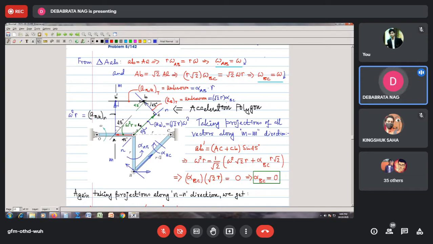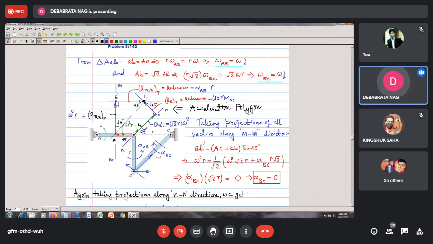Now, I am to find out this other unknown. I look for its perpendicular direction. So I take this line, the NN line, as the perpendicular to this, and I take the projection of all other vectors along this line in N.